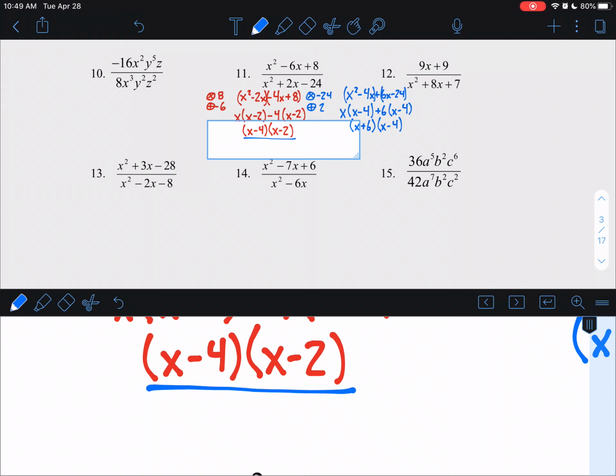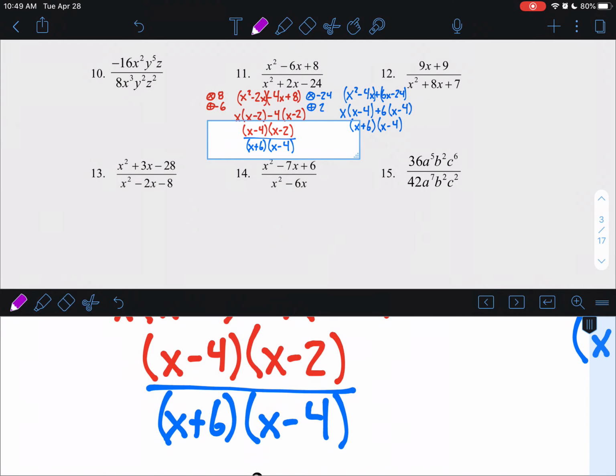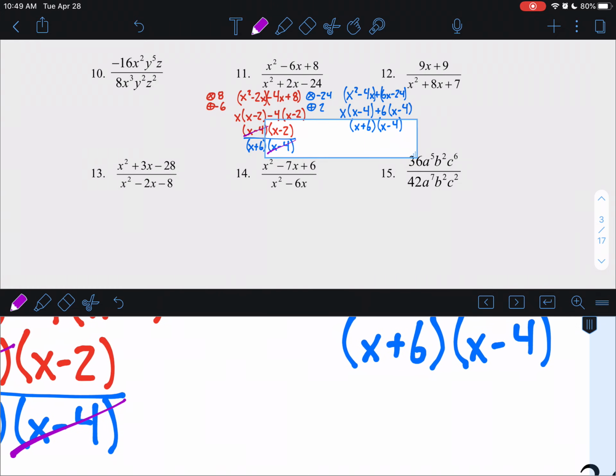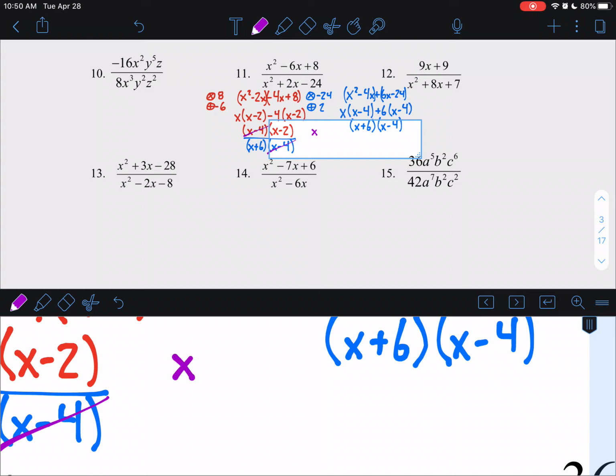So then I have x plus 6 times x minus 4. And we want to cancel some things. So I have x minus 4 times x minus 2 over x plus 6 times x minus 4. The only thing that's going to cancel out is the x minus 4's. And that means my final solution is just whatever's left, which is going to be x minus 2 over x plus 6.